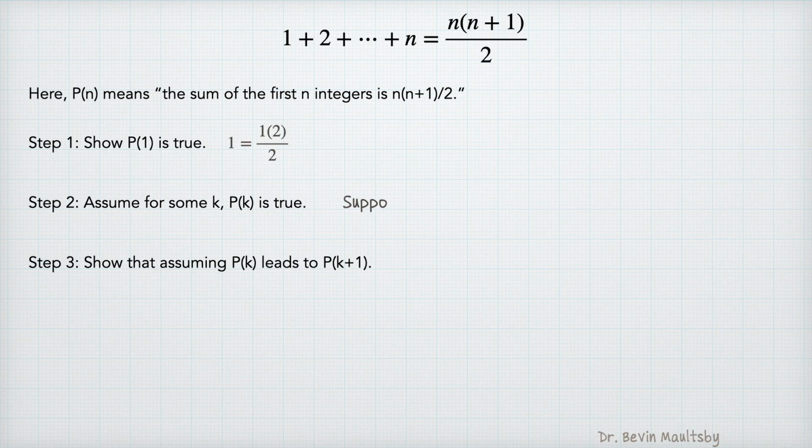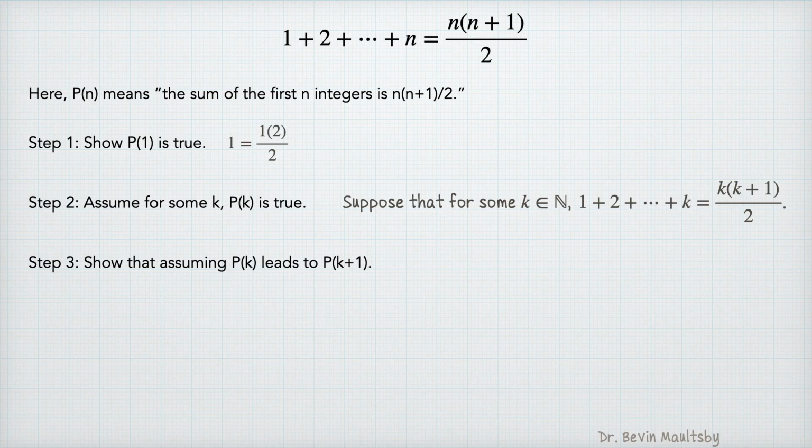Moving on to number 2, what we want to do is suppose that for some k from the set of natural numbers, P of k is true. Our proof will say 1 plus 2 plus all the way through k is k times k plus 1 divided by 2.